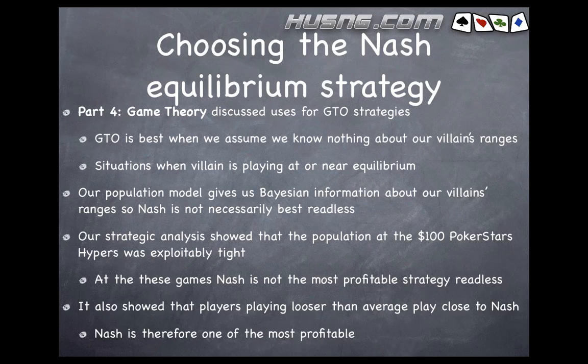But let's make sure. Our population model gave us Bayesian information about our villains' ranges. So we can sort of cross the first assumption off the bat. I think that the first assumption is a terrible assumption.